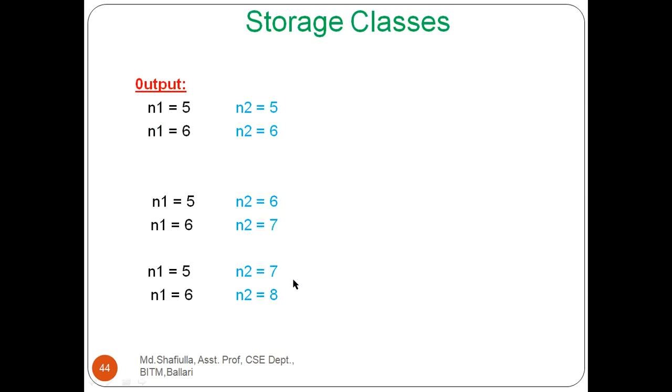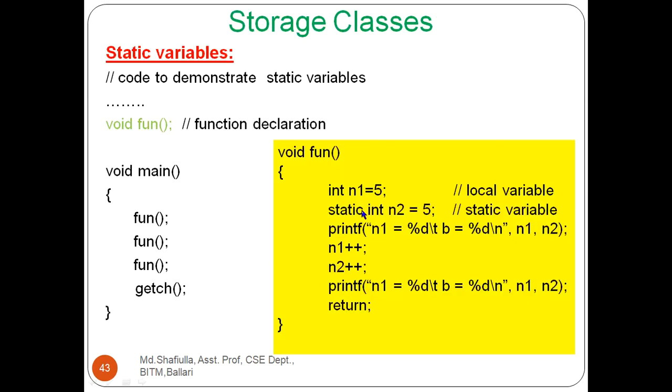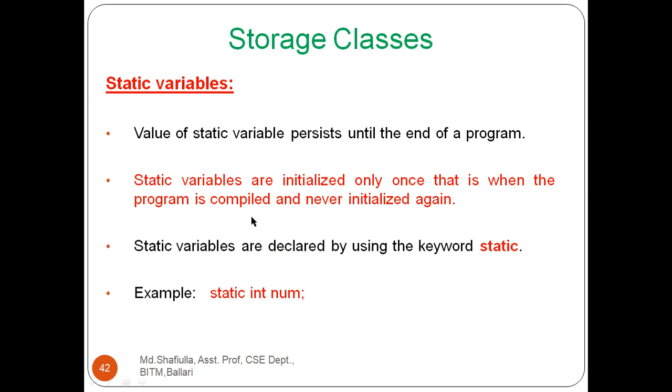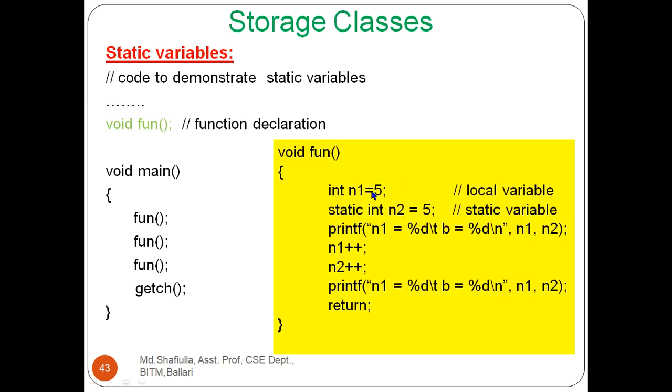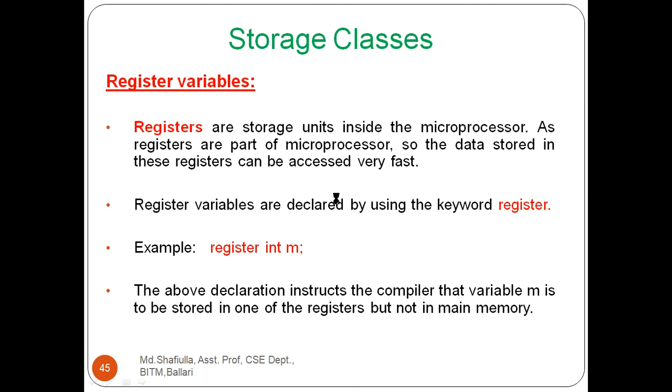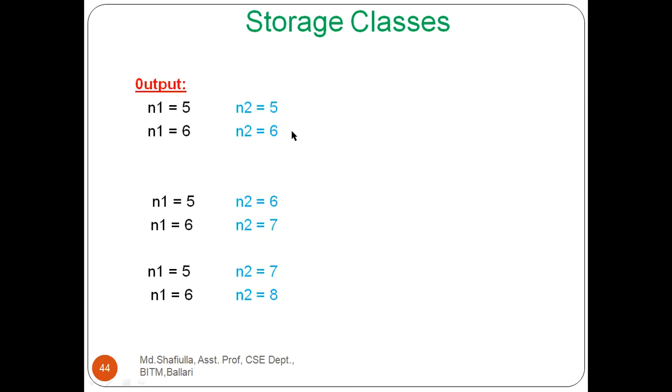That is the difference between a static variable and a non-static variable. Static variable means it will not be reinitialized again. It will be initialized only once, that is when you compile the program, and it will never be initialized again. Whereas a local variable keeps on initializing every time. That is the reason we get 5, 6, 5, 6 for all. Whereas for n2 we won't get 5, 6. We get 5, 6, 6, 7, 7, 8.